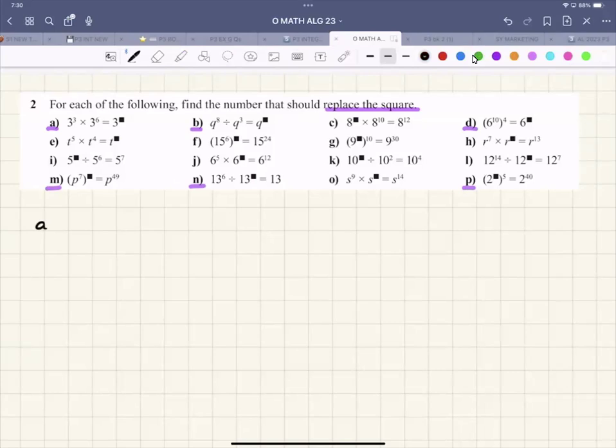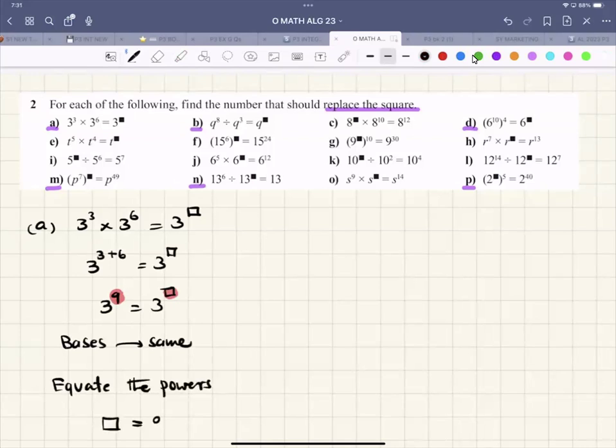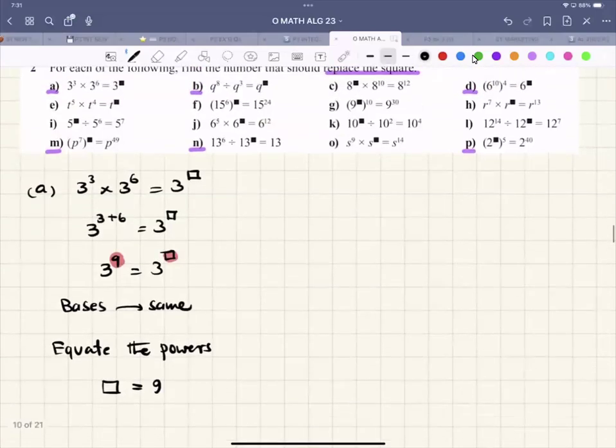So 2 part A, 3 power 3 into 3 power 6, that is 3 raised to power of this box. So basically 3 raised to power of 3 plus 6 is 3 power box, 3 raised to power of 9 is 3 power box. So now since the bases are the same, the powers should be equal. So now the rule is same base, bases are the same. Therefore equate the powers. So when we equate the powers, therefore this box comes out to be 9. That is the logic that is applied over here.